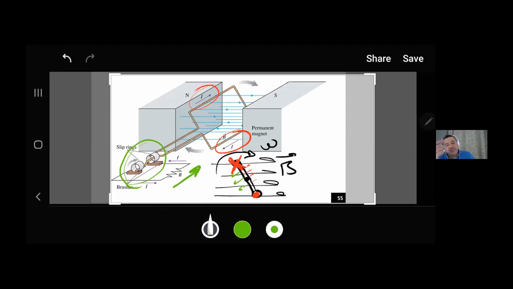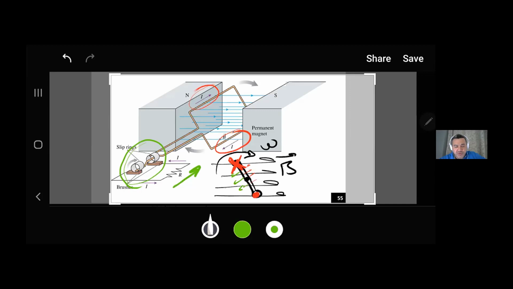Well, there is no one. It's not only one loop in the generator. There are several of those loops. So there are many of those loops. But anyway, this is what's happening. This is how the current, or the induced electromotive force, is generated using the loop.